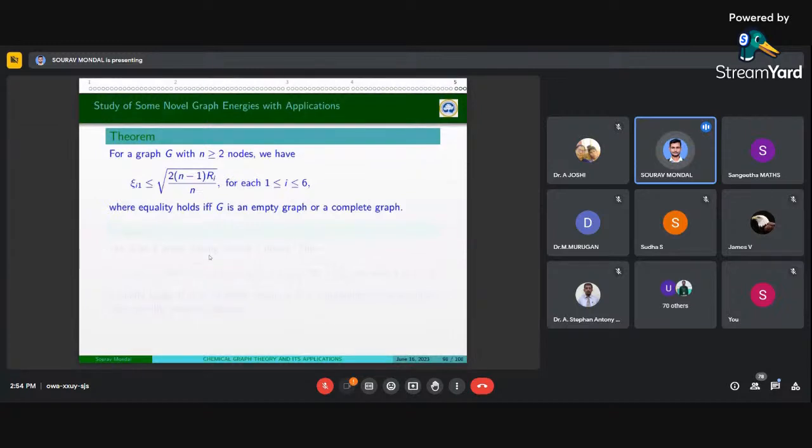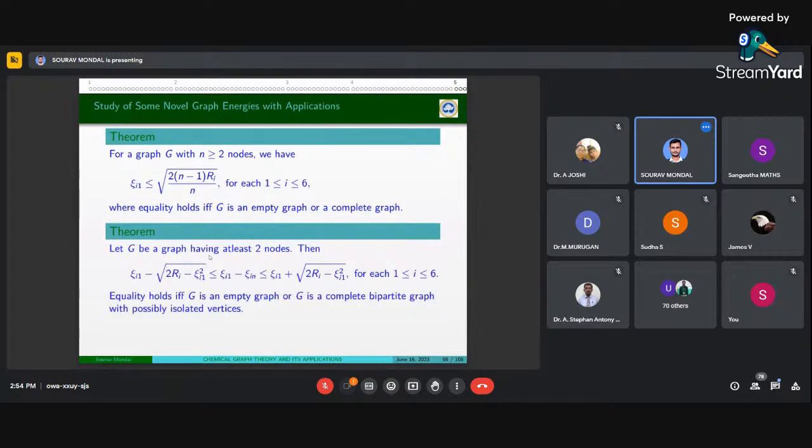An upper bound of the spectral radius is computed here, where the extremal graph is the complete graph. These are upper and lower bounds of spread with characterization of extremal graphs.